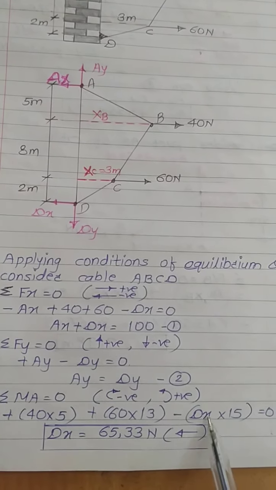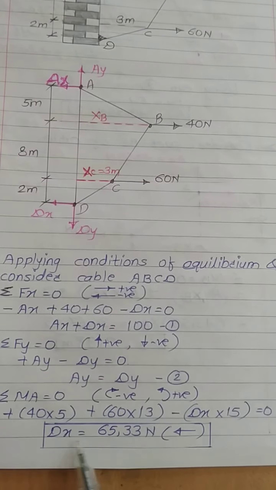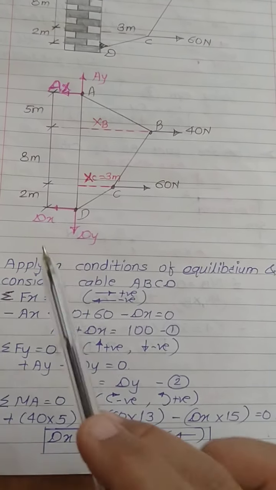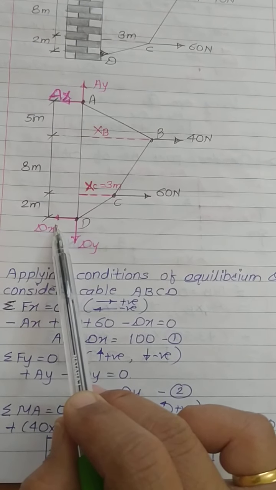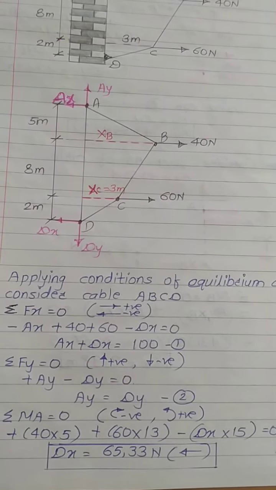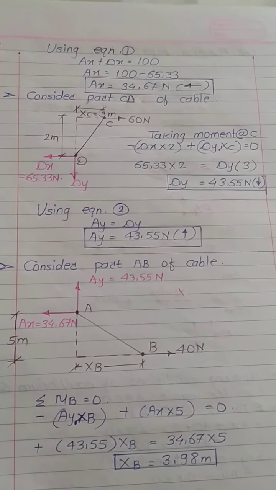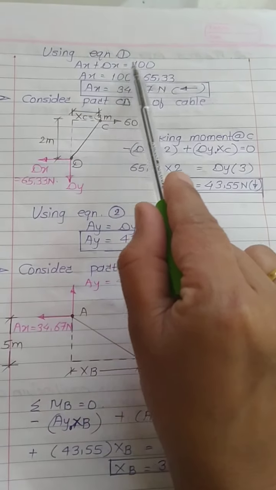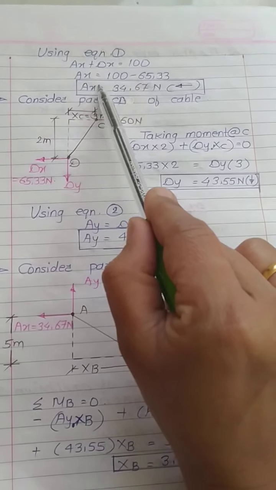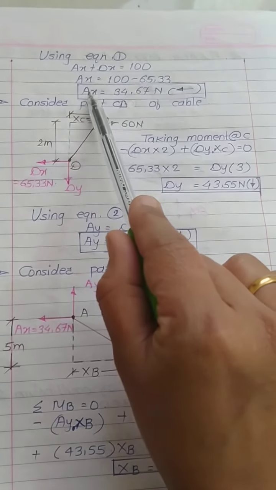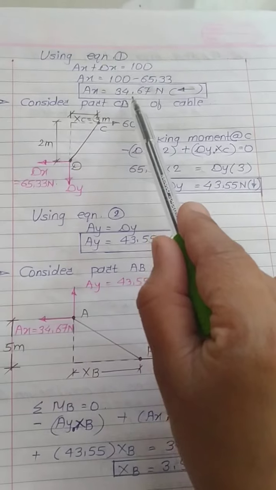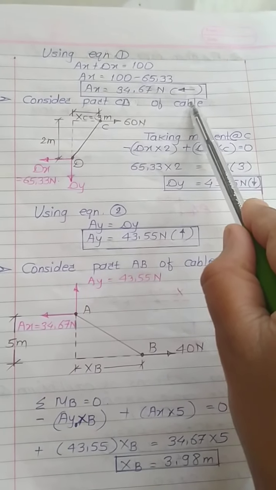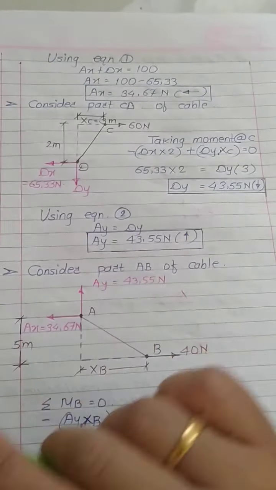So from this, unknown is only dx. So from this you will get value of dx and it is acting towards left side according to free body diagram. Now use equation 1. Equation 1 is ax plus dx equals to 100. Already we have calculated value of dx. So ax will be 34.67 Newton. According to free body diagram, it is acting towards left side.